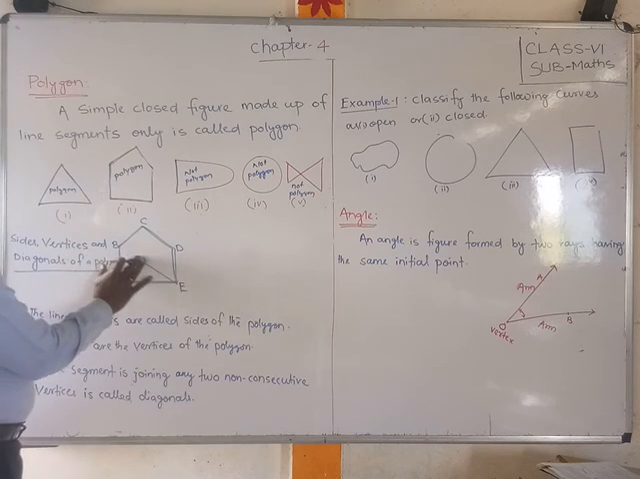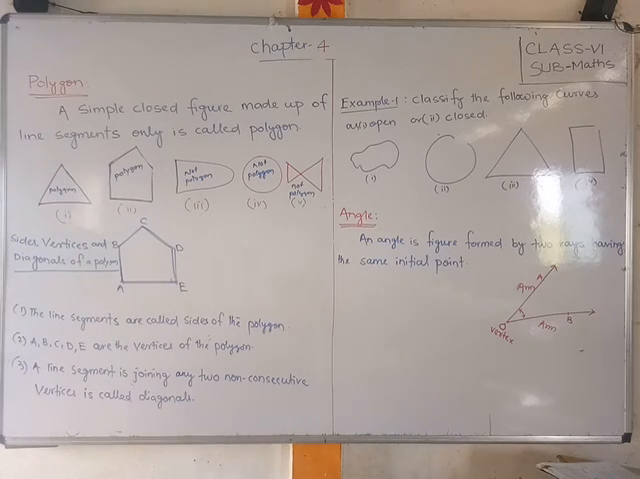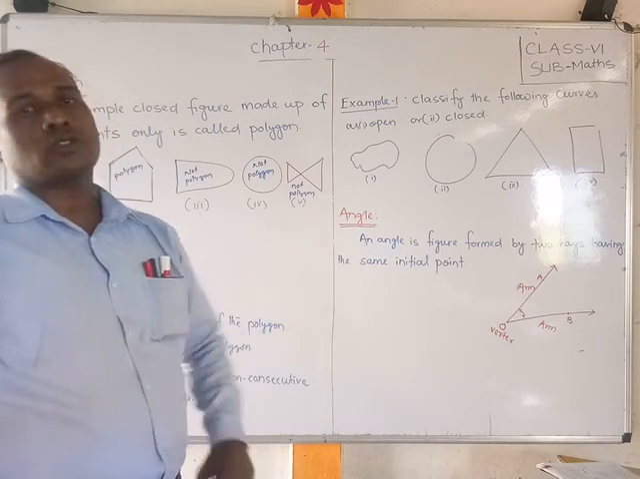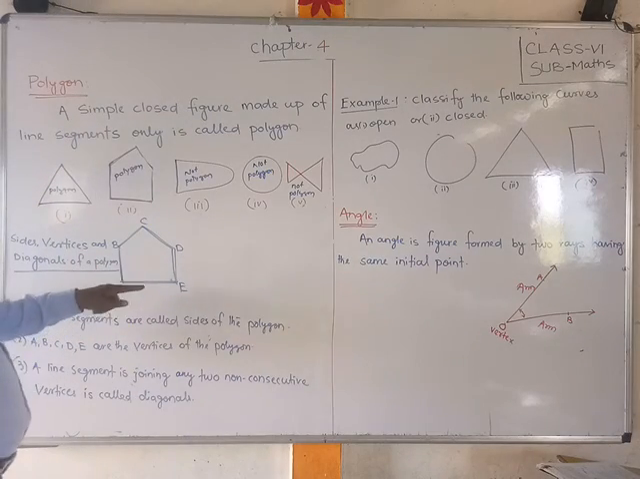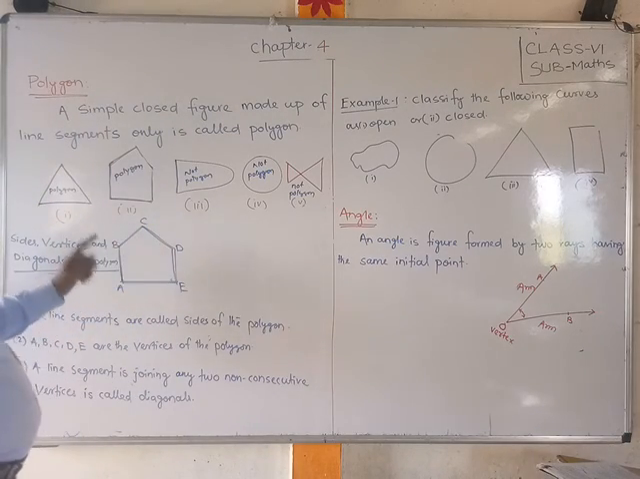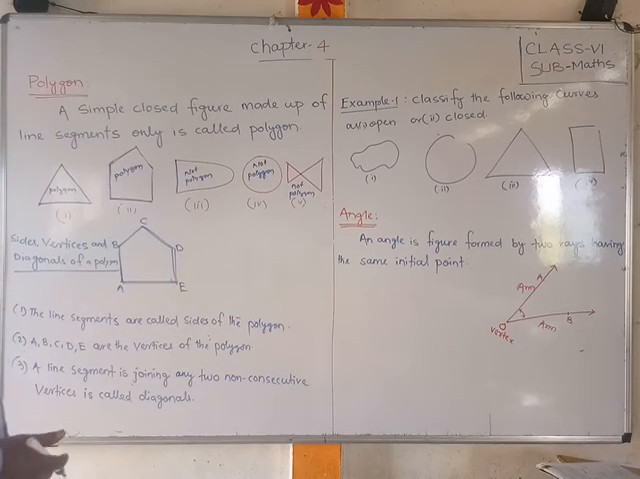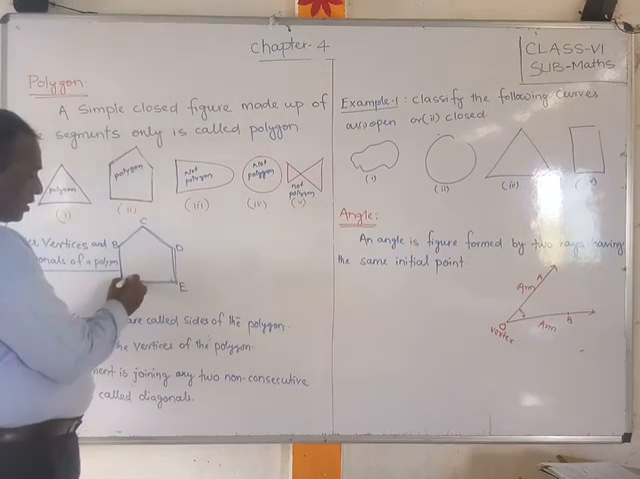Observe here, students, this is one polygon, is it? Yes, because it is made by line segments and it is a simple closed figure. So how many line segments does it have? 1, 2, 3, 4, 5. So it is just like a pentagon. Penta means 5, so we can say pentagon.